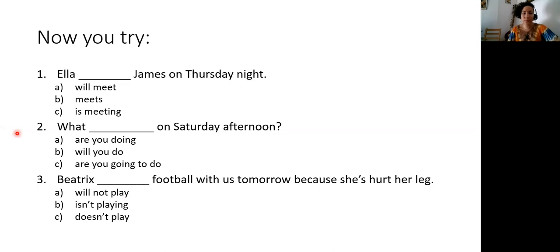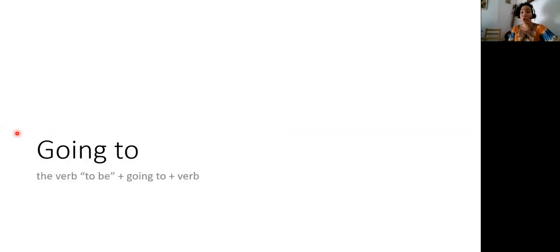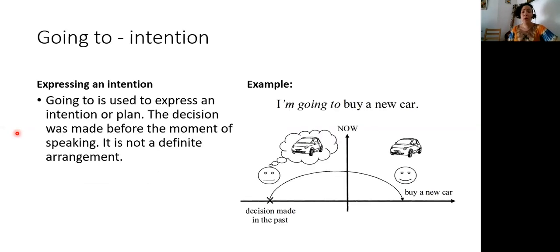Let's continue. Now we're going to look at going to, okay? Going to is the verb to be plus going to plus another verb, okay? So going to is used to express intention. For example, going to is used to express an intention or plan. The decision was made before the moment of speaking. It is not a definite arrangement, okay?